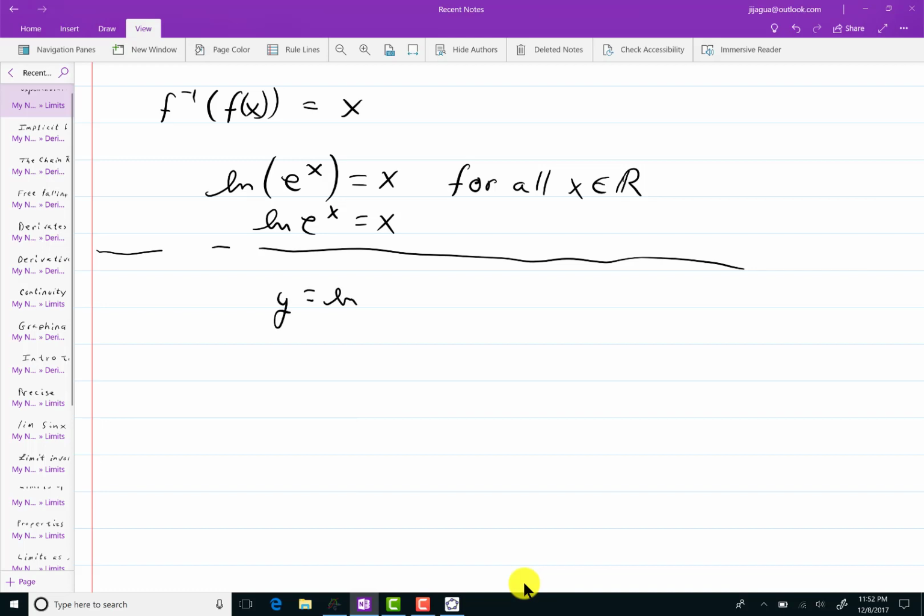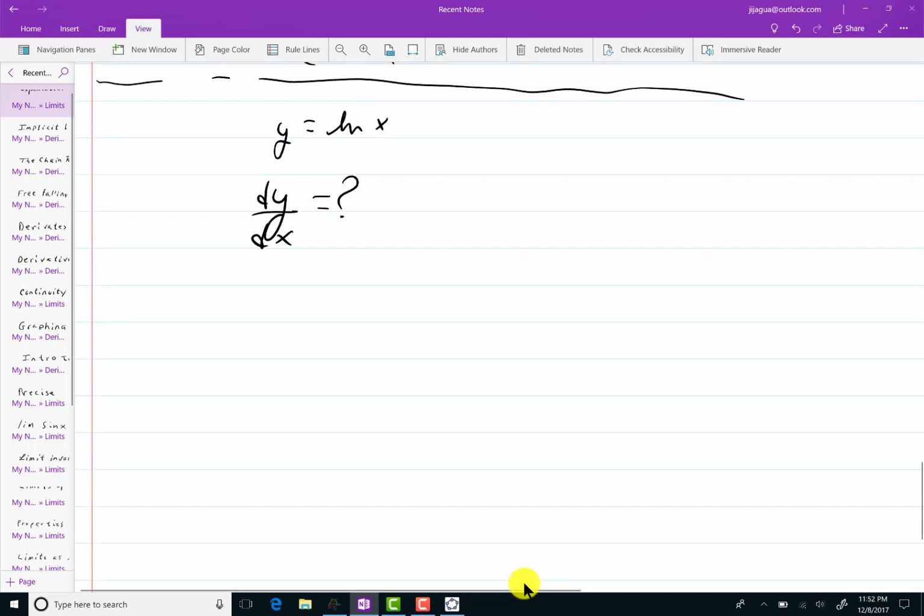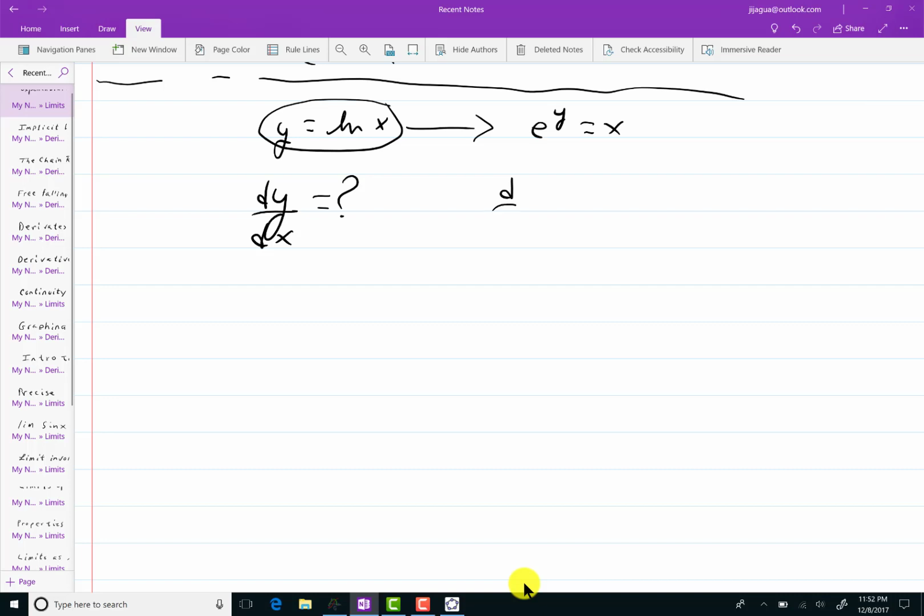Now, let me try to get a derivative of this thing. If y equals ln of x, then what is dy over dx? Well, let's go back. y equals ln of x. What does that mean between x and y? It means that e to the y equals x. Now I'm going to take the derivative with respect to x of both sides of this equation.